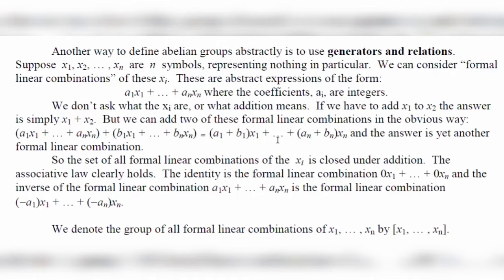Since this is an abelian group, it has closure under addition, which is obvious because it's a linear combination. The identity of this formal linear combination is this, and the inverse of the formal linear combination is this. So it's simply an abelian group, and we can denote the group of all formal linear combinations like this by using square brackets.